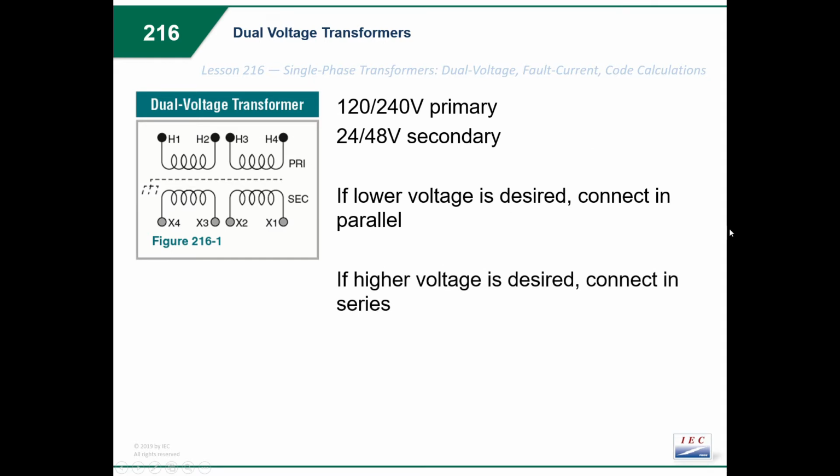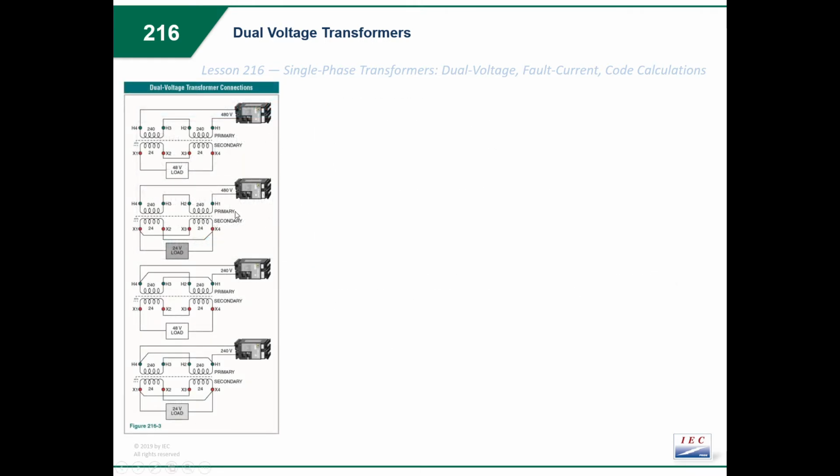If the higher voltage is desired, we connect the coils in series. So if we want 240 on the primary side, we'll connect this 120 coil in series with this 120 coil. They add, 120 plus 120 gives you 240. Same theory on the secondary side. So in a nutshell, this is probably the most important slide of the lesson. If you can remember that and get that through your head, I think you'll have pretty good success understanding this here. So let's just look at some examples here.